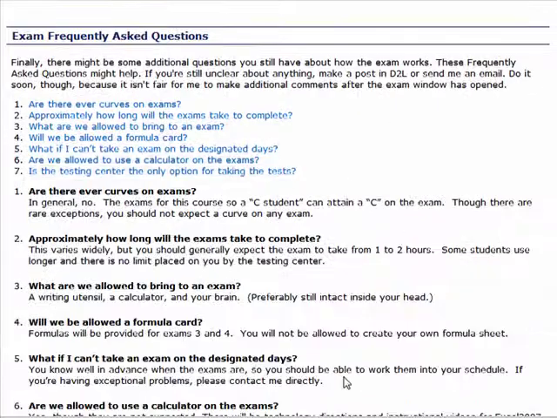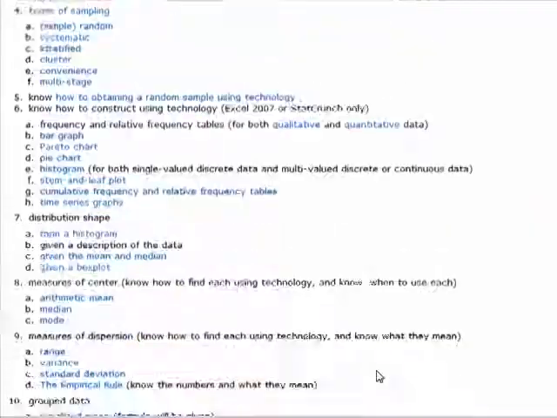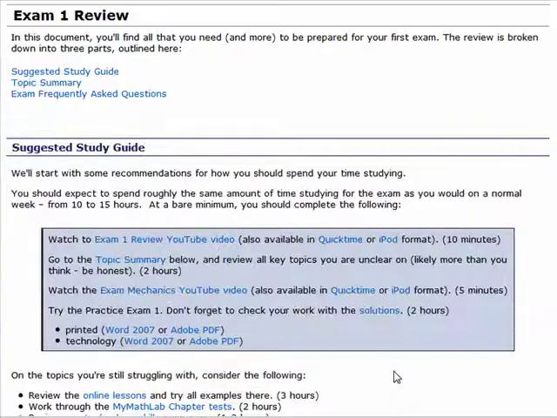There are some frequently asked questions down here in the bottom that you're welcome to look over. If you have any particular questions about whether something will be on the exam, feel free to make a post in D2L so that everybody can see your question and I can answer every one. You can always send me an email too.